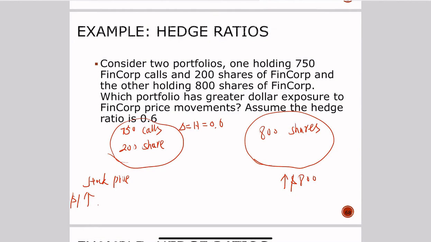Essentially, this implies that the 950 calls' value will increase by 950 times 0.6. And of course, for 200 shares, their value will increase by $200. So this gives us, let me see, I believe it's 770. So you can see that the dollar exposure is larger in the second portfolio, because it's 800 versus 770.